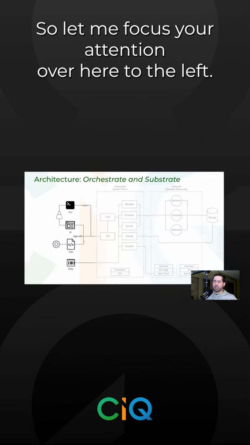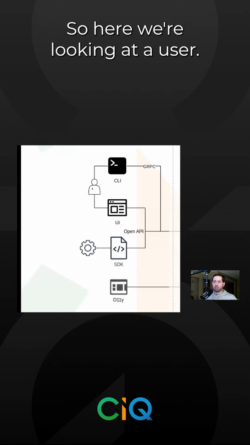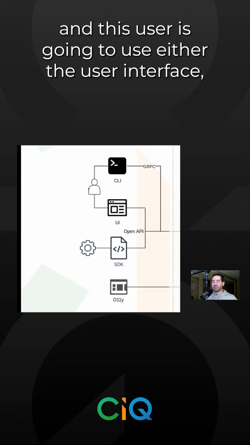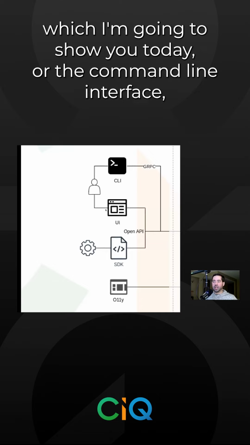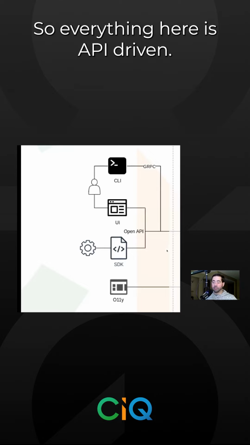All right, so let me focus your attention over here to the left. Here we're looking at a user. That's what this little icon is. This user is going to use either the user interface, which I'm going to show you today, or the command line interface, which I might show you a little bit of as well. Either way, they're going to end up hitting this API. So everything here is API driven.